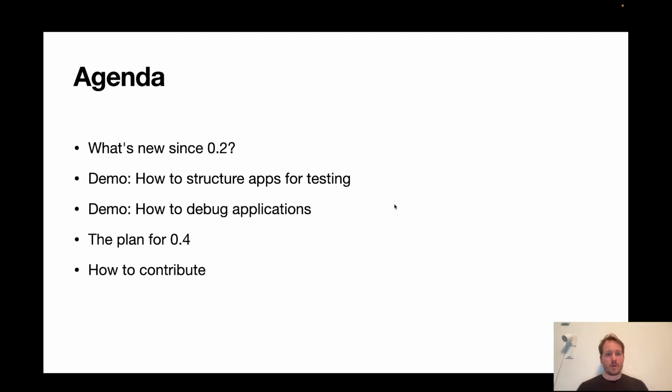And after that, we're going to go through a demo on how you can debug applications using the new Sourcemap support in Gren 03. When I've shown those things, we're going to talk about Gren 04 and what's in store for that. And finally, just a plea for people to come help us out develop the language further.